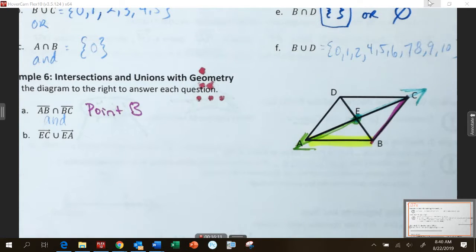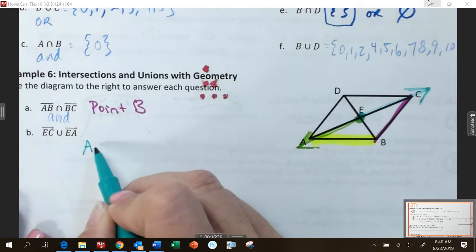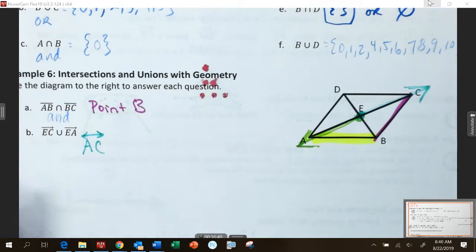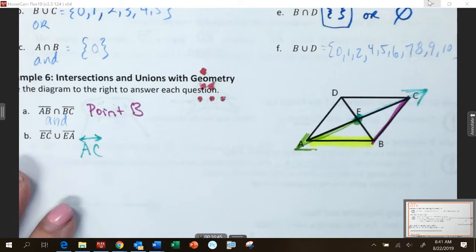We need to name that line. Any ideas? Somebody raise their hand, because I can hear but I can't hear. Only one person, 2 people can name a line in here. Alex, can you name the line? Give me a line. AC? Is that the only acceptable answer? No. Jay Supreme, can you give me a different way of naming that same line?